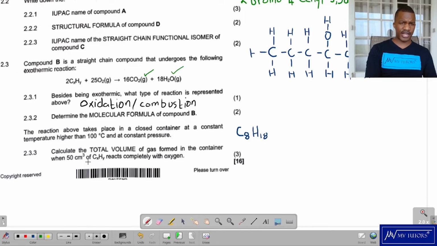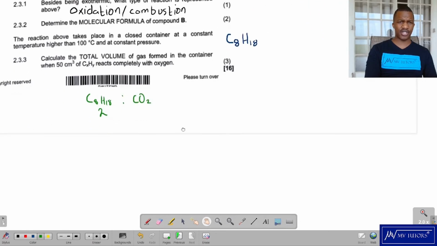Now they tell us that 50 centimeter cube is of this. Now let's go on and look at the molecules. So let's start with the carbon dioxide. Okay, so for every 2 moles of that, let's give each other more space.